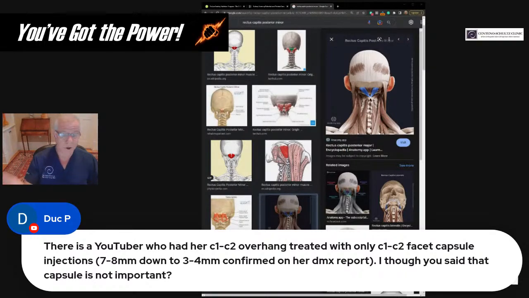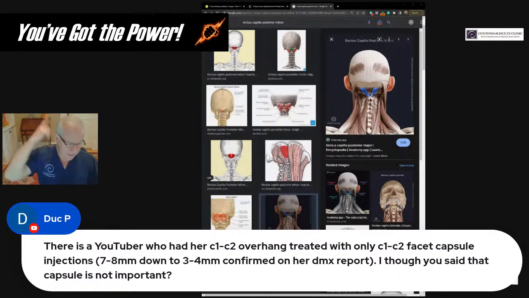Same thing. She would go from 7 to 8 millimeters to 3 to 4 because the DMX was never repeated at the same angle. So I'm requiring her to get another DMX that's repeated at that 50-degree angle so we can see where she is right now. And that's something I've seen quite a bit out there. So perhaps that's what you saw.